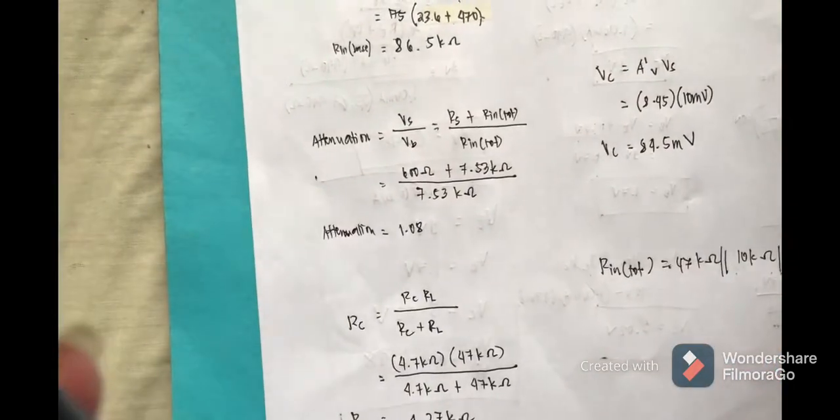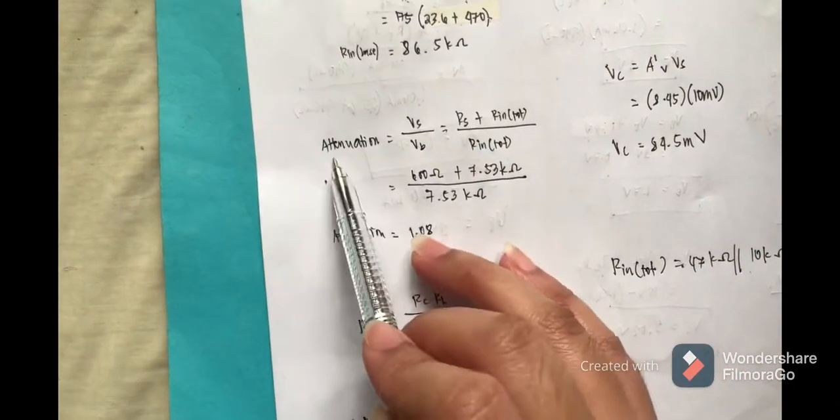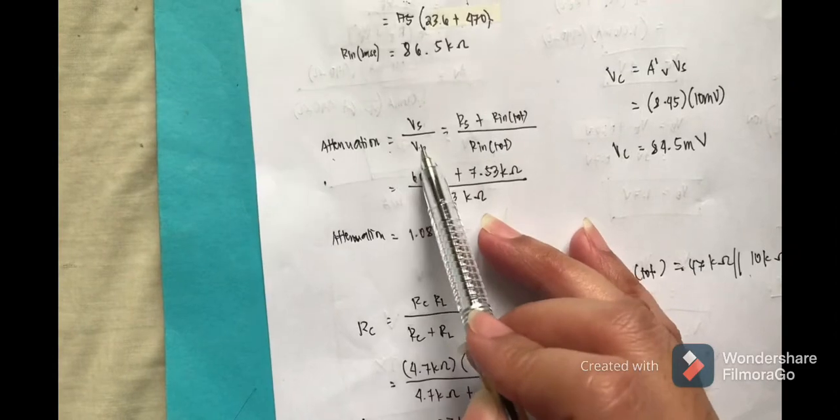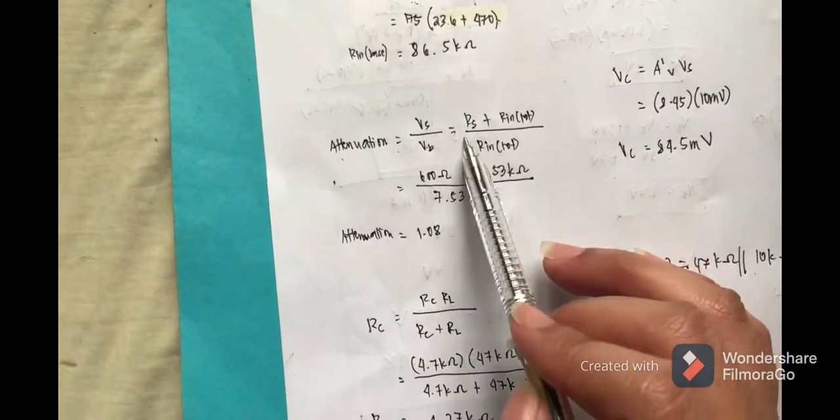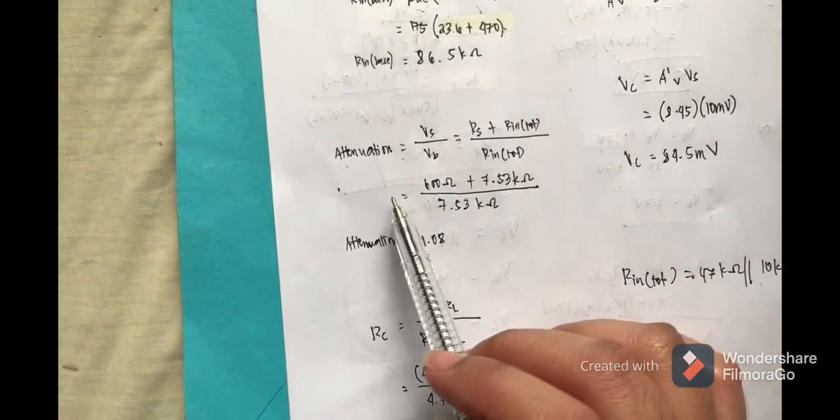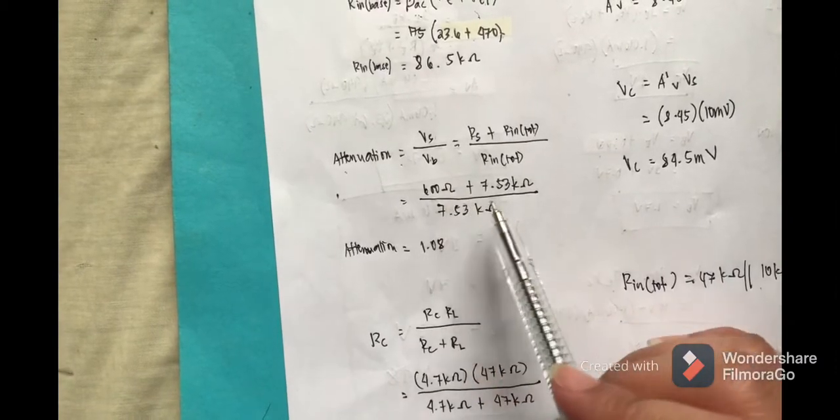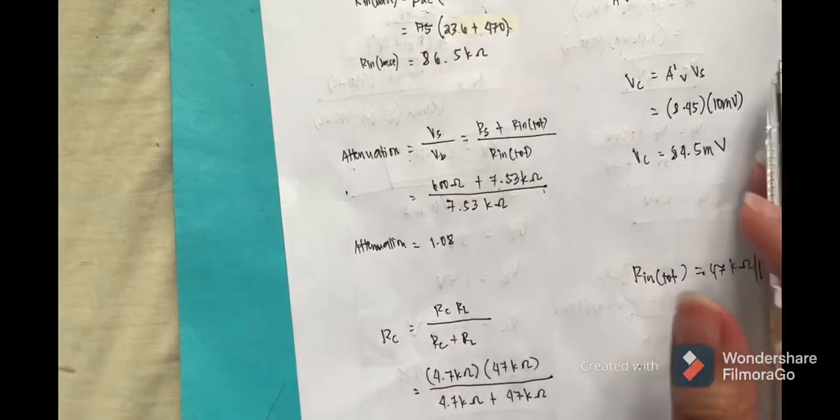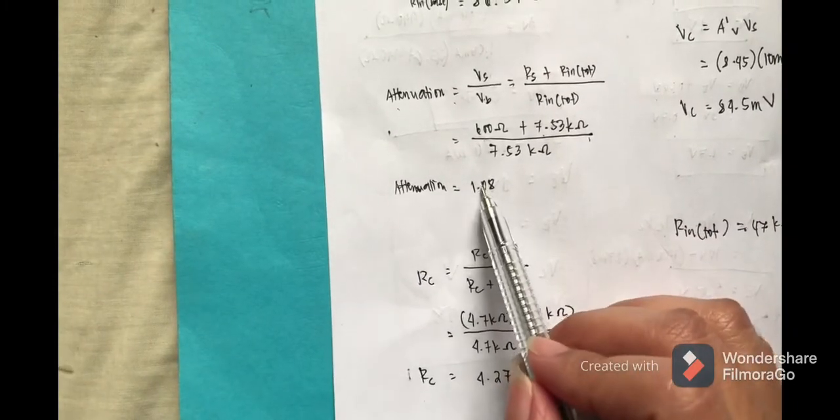So the attenuation from the source to base is equal to Vs over Vb, which is equal to Rs plus Rin over Rin. So input the values for the given formula. So 600 ohms plus 7.53 k ohms over 7.53 k ohms. So the attenuation is 1.08.